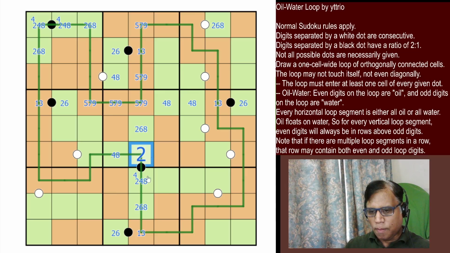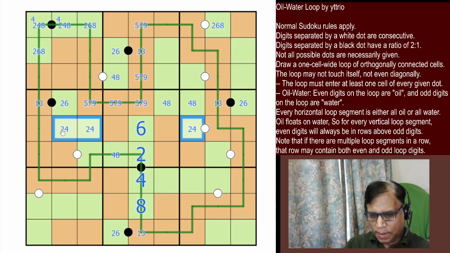This must be 2. 2 means this has to be 4 now. That's not 2. 6 8, 6 8. This cannot be 8 also, right? So that has to be 6. That has to be 8. So we got some digits here. 6 8. That means this all must be 2 4 8.